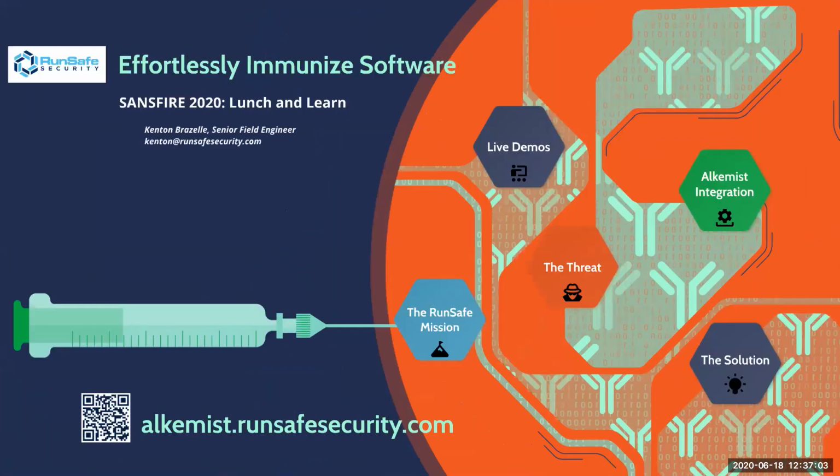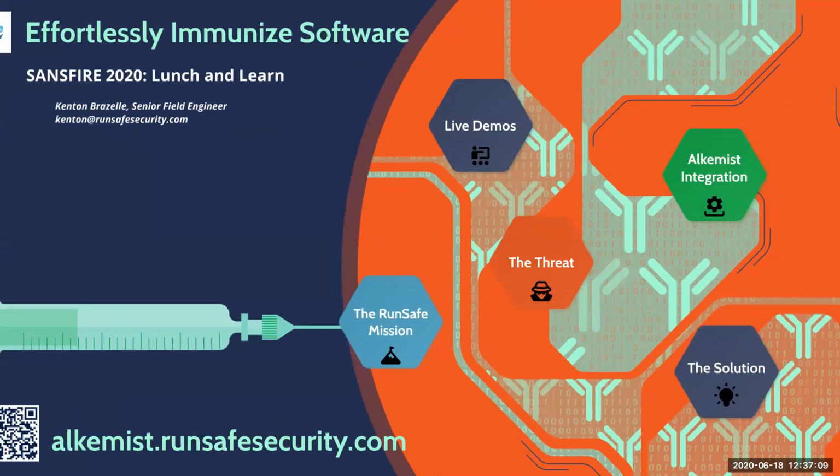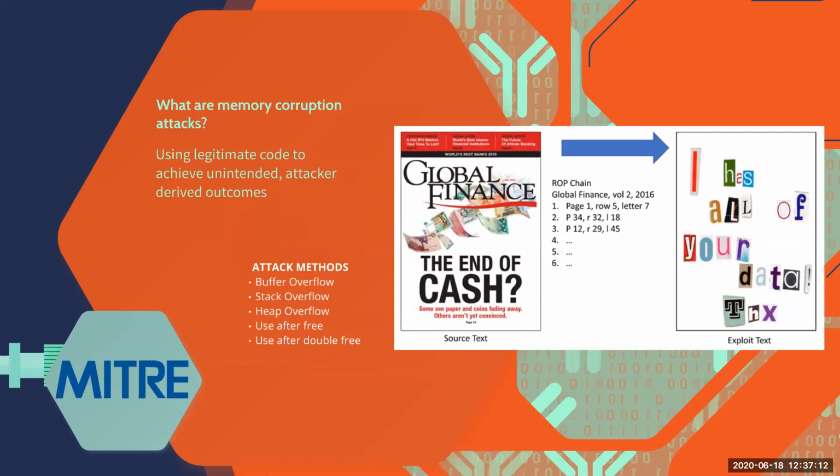So we immunize against memory corruption attacks, but before moving forward, let's first define what that threat really is. Memory corruption attacks are using legitimate code to achieve unintended attacker-derived outcomes. Examples of these attacks are buffer overflow, stack overflow, heap overflow, use after free. In the analogy seen here, memory corruption exploits can be looked at as taking various letters out of a book and putting them together in an arbitrary order to create whatever evil outcome is desired.